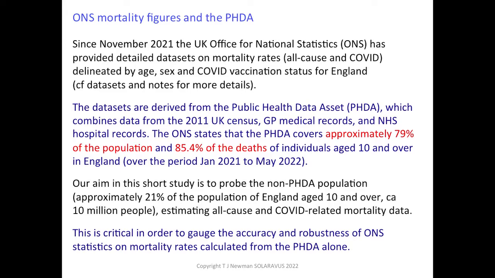The aim of this study is to look at individuals who are not captured in that Public Health Data Asset. That's a staggering 10 million people approximately. And I will show you how we can estimate the all-cause and COVID-related mortality for that other, as it were, hidden population. It's very important that we do this because we can then compare it to the official PHDA figures and ask how accurate and robust are those figures.